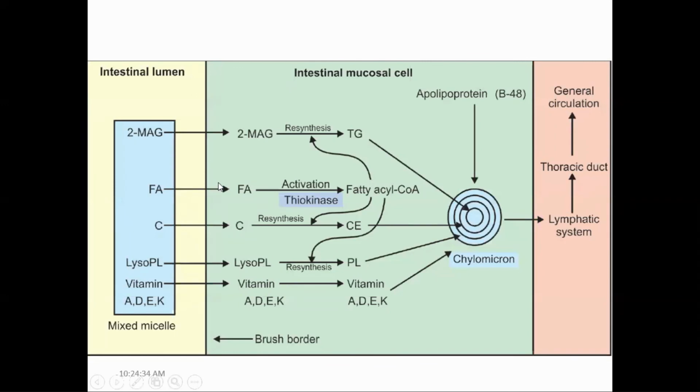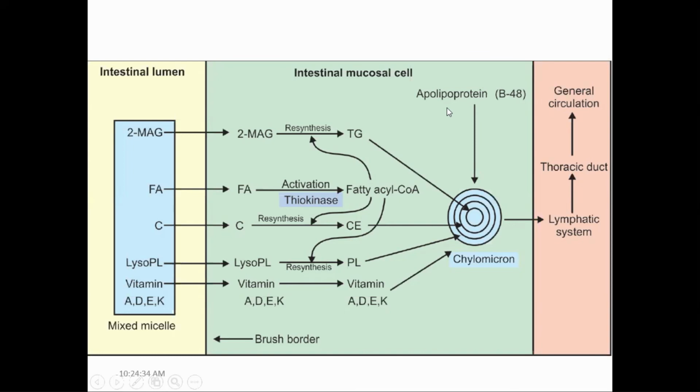So they get absorbed in the intestinal mucosal cell, and after reaching the intestinal mucosal cell, by using 2-monoacylglycerol and free fatty acids, there is again synthesis of triglycerides. So there is resynthesis of cholesterol, triglycerides, and phospholipids. And after that, all these dietary fats are incorporated to form a chylomicron. And for the formation of chylomicron, another protein particle is needed, which is called apolipoprotein B48.